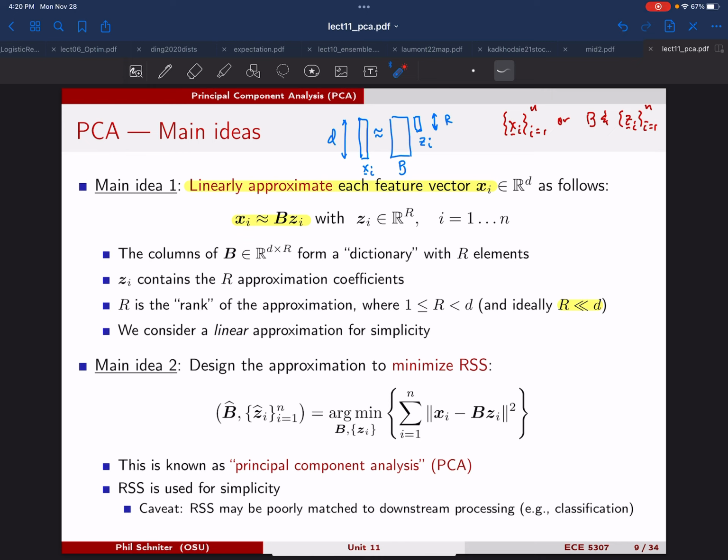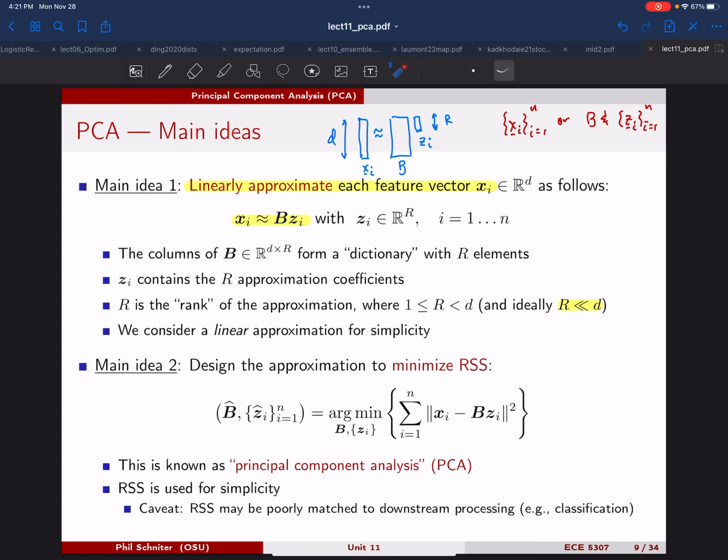So is that idea kind of clear? So we're representing each of these approximately by matrix B times a short vector zi. And it's up to us to choose R. R is a design parameter. Intuitively, the smaller that R gets, the worse the approximation gets. You can go all the way down to R equals 1.